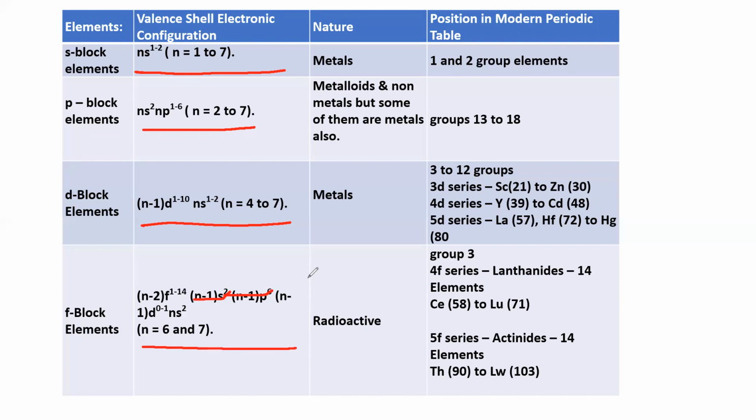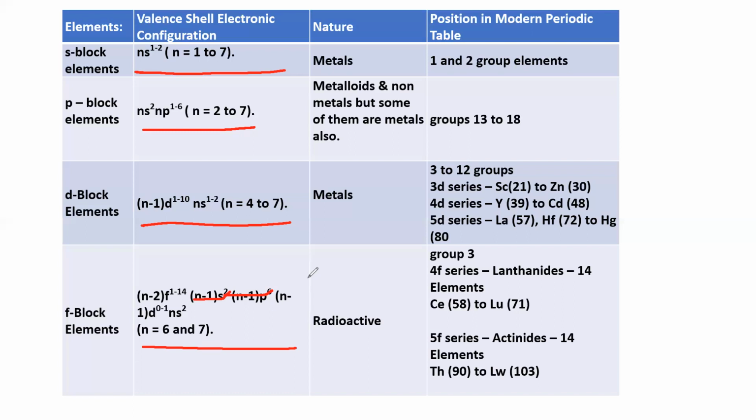And what are the values of n? 6 and 7. So (n-2) means f starts from 4. That is why we have 4f, 5f and so on. Next, all the F block elements are radioactive in nature. What are radioactive elements? They disintegrate, giving alpha, beta and gamma radiations. All the radioactive elements are stated separately because their properties are different from normal elements. When they are exposed to light, like uranium, they disintegrate to give alpha, beta and gamma radiations. We will study that in nuclear chemistry, which is not required right now.